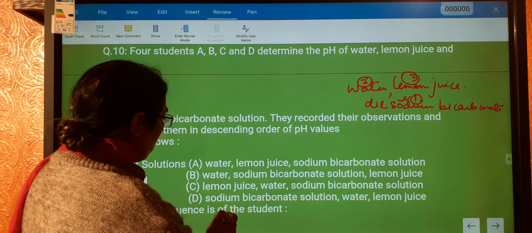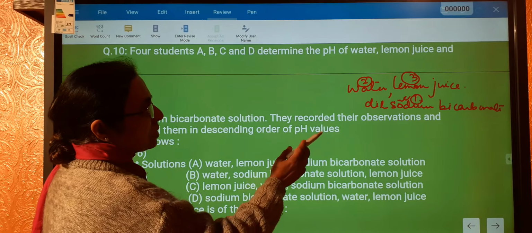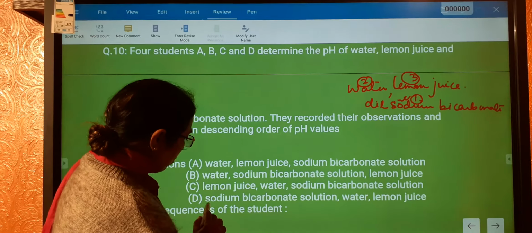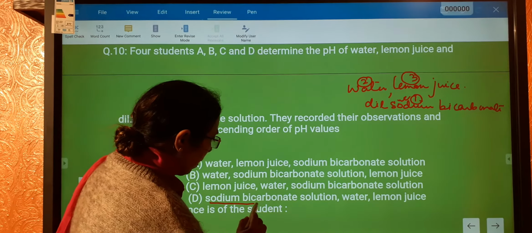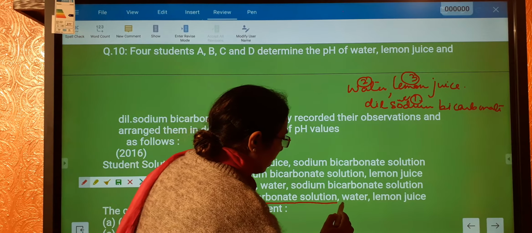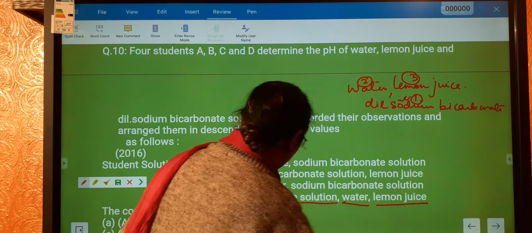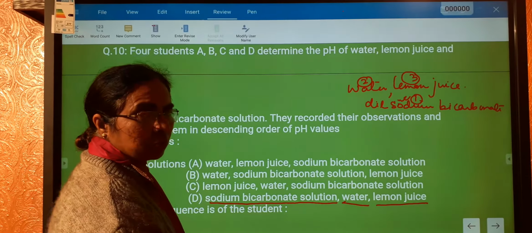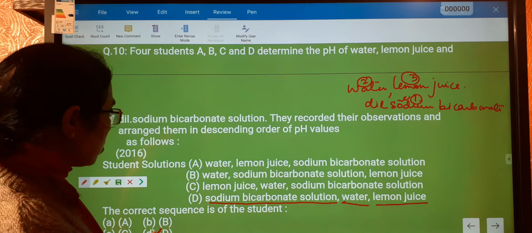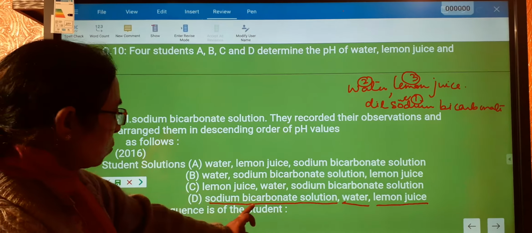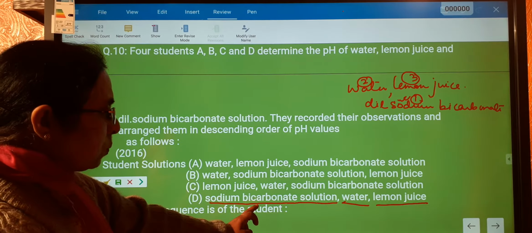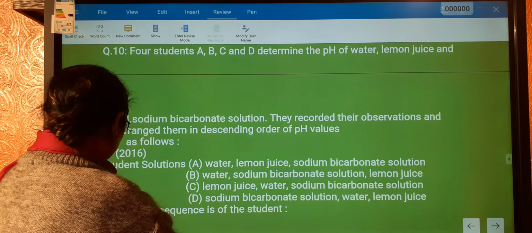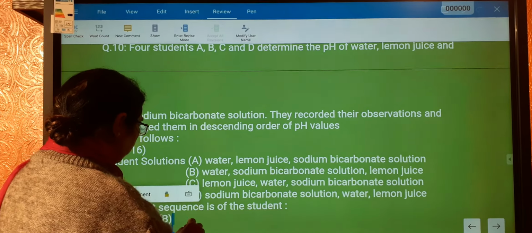Now let us see where our options match. Sodium bicarbonate should be the highest one. So in option D, you can see sodium bicarbonate solution, then water, and then lemon juice. So option D will be the right option, in which we get sodium bicarbonate with the highest pH, then water, and then lemon juice. Alright, now let's come to another question.